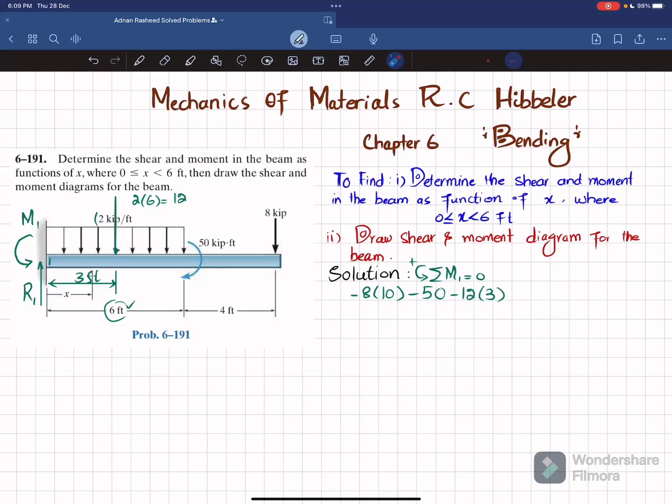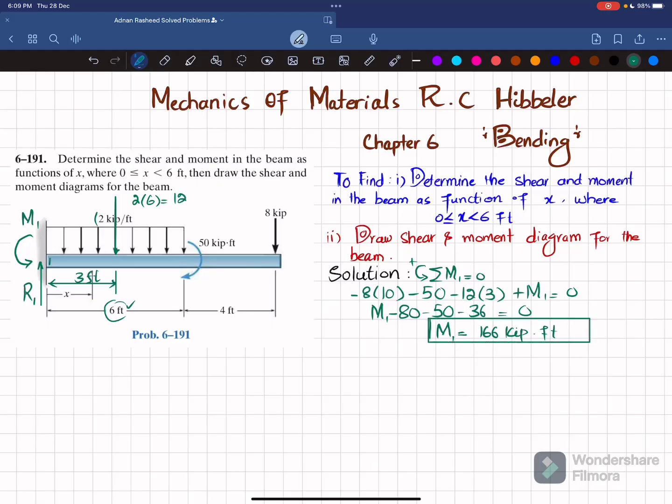And the last moment is this reaction moment, which is counterclockwise M1, and that will be positive. But the sum of all moments about point 1 must be equal to 0. So from here we will get M1 minus 80 minus 50 minus 36 is equal to 0, and we will get this M1 equal to 166 kip-feet. So this is the reaction moment when you remove this fixed support.